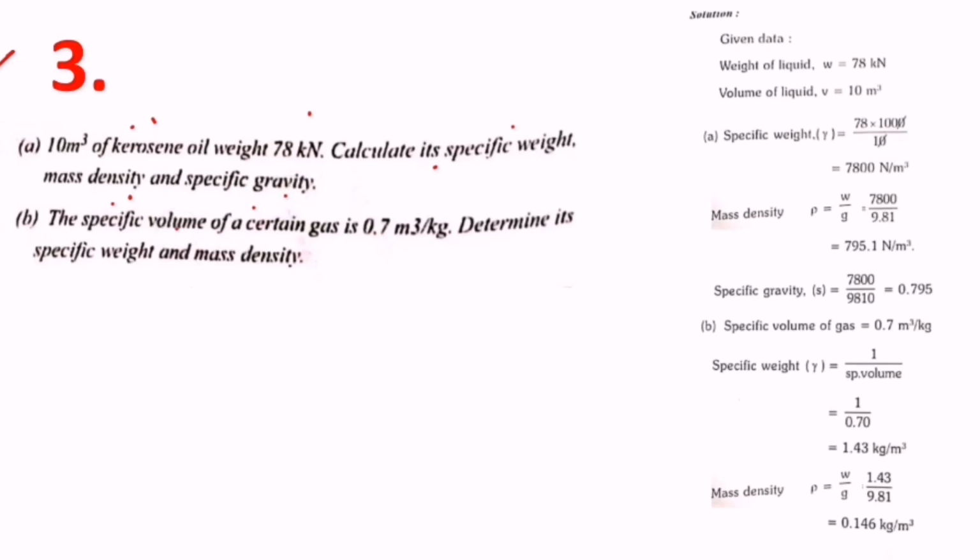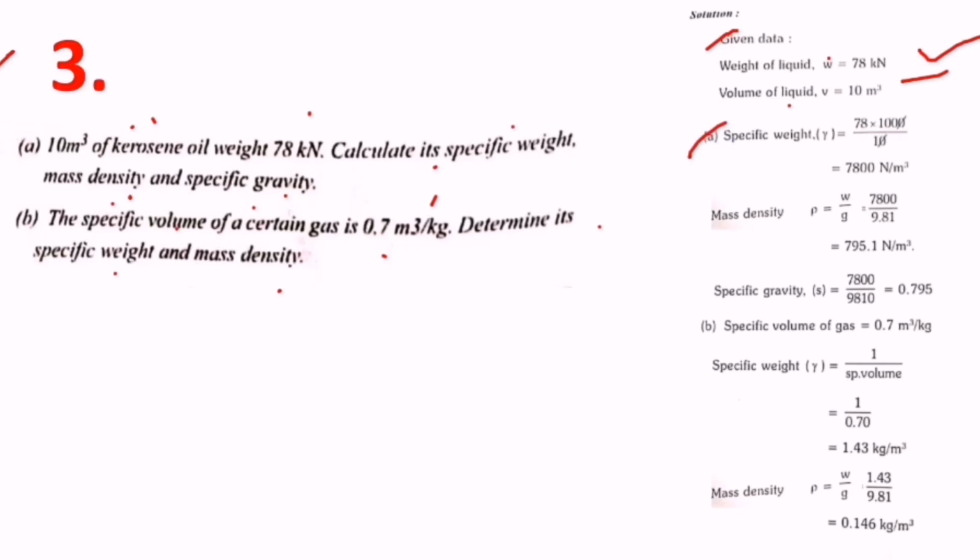And also the specific volume of a certain gas is 0.7 meter cube per kg. Determine its specific weight and mass density. So two questions are asking about mass density, specific weight and specific gravity. Let's see the answer. Given data is 78 kilonewton is the weight of the liquid. Volume of the liquid is 10 meter cube.